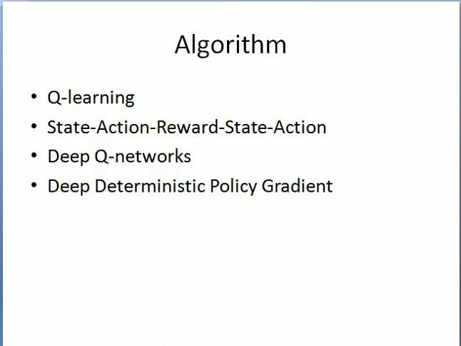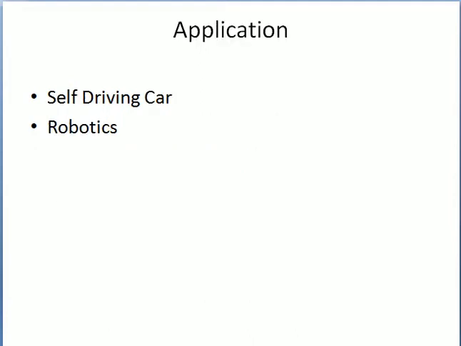So next, these are the algorithms which we will learn in the future sessions. Okay. So Q learning, state action reward state action, deep Q networks, deep deterministic policy gradient. So these are the algorithms, out of which these two are very complex algorithms, and these are used in robotics. Okay, robotics, and these are the applications.